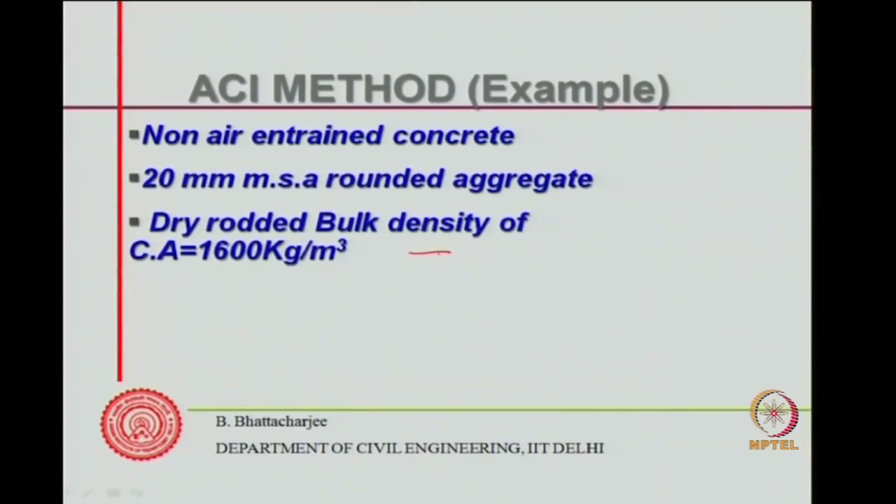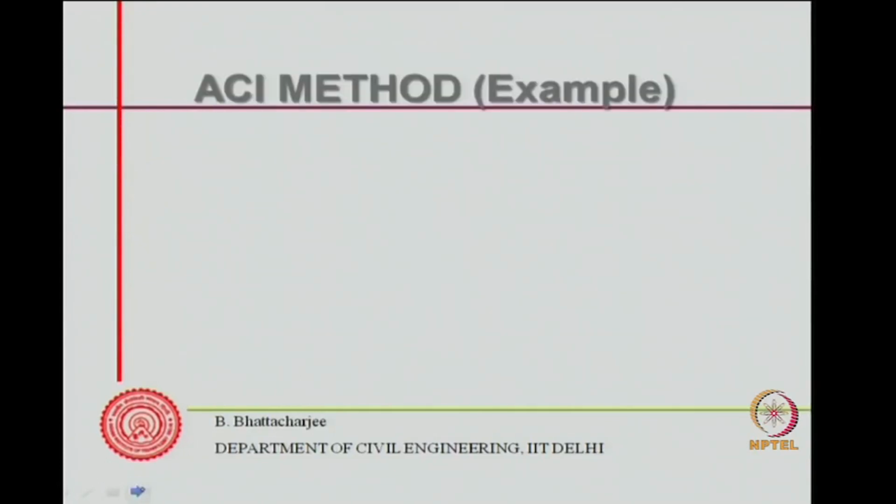This is to be measured in 3 layers. You pack them in 3 layers in a standard manner, and measure the container volume by the water displacement method, then measure the mass of the aggregate that has gone into the container. Since you know the volume and the mass, you can find out the dry rodded bulk density of the coarse aggregate, which, as an example, is 1600 kg per meter cube. Specific gravity of the coarse aggregate is also taken as 2.7.